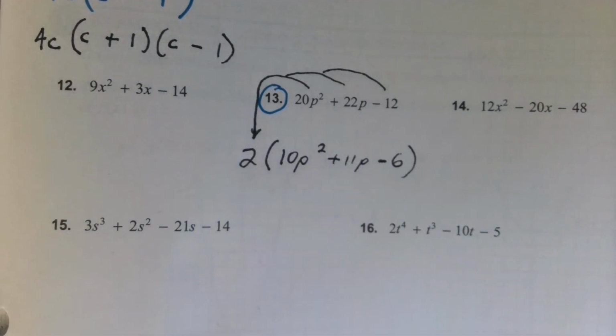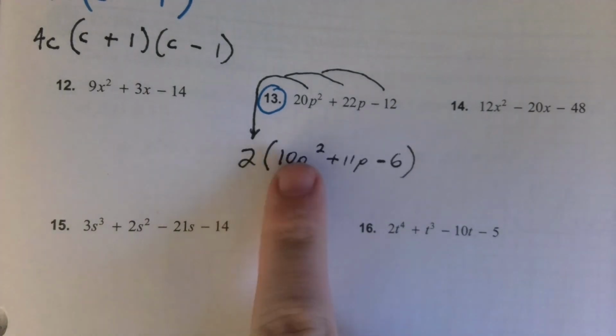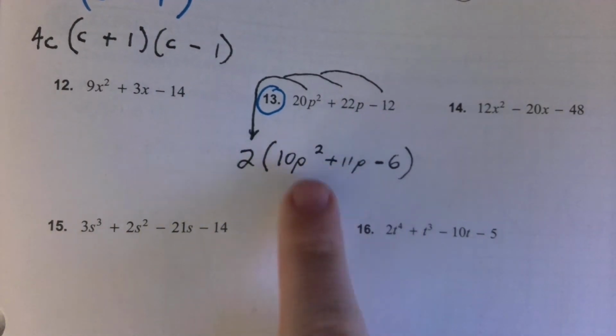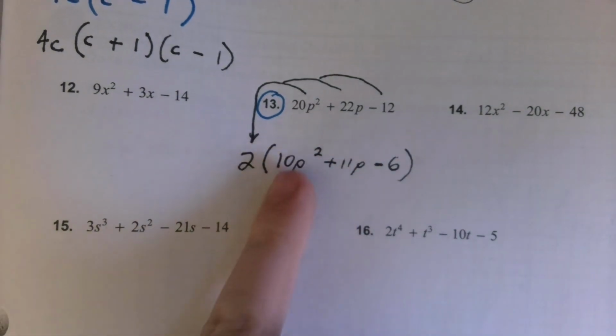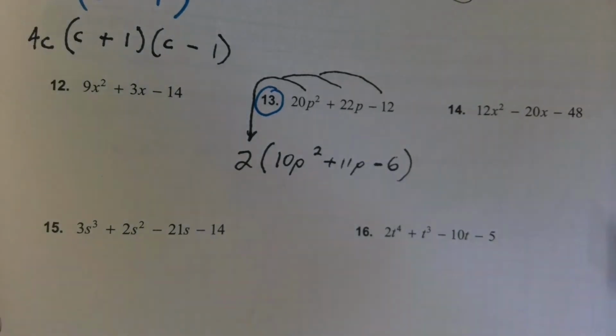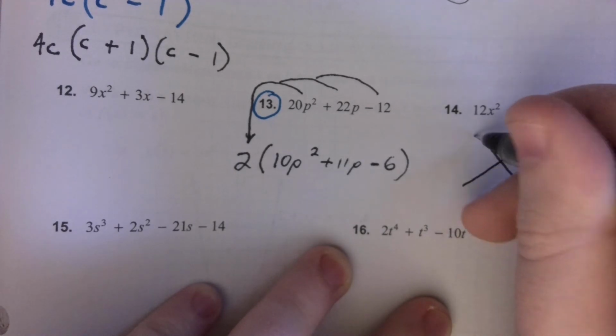What do we do from here, though? Well, can we factor out this middle part? There's no common factor, but we know that even when there's not a common factor, if we have an a value, this 10 here at the front, we can factor this using the AC or box method. We use the AC method so we can get some more practice with grouping.